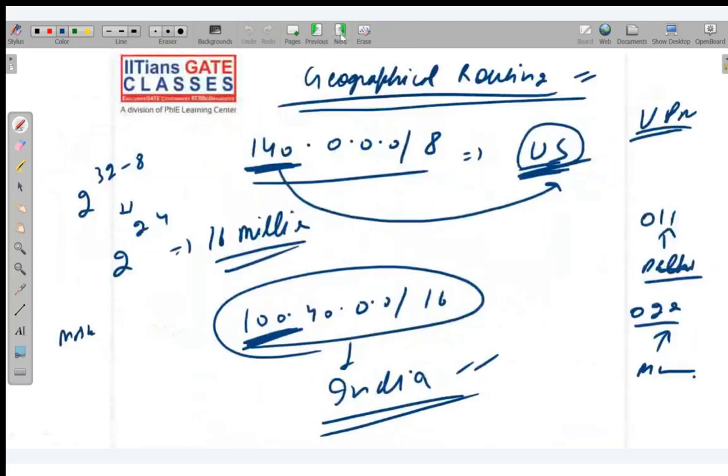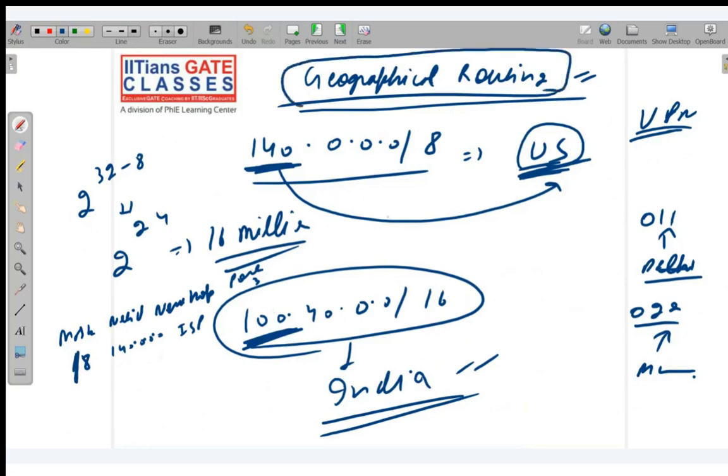Mask, net ID, next hop, and then port. So the mask will be /8, the net ID will be this 140.0.0.0. Next hop will be whatever is your ISP router, and the port will be whatever port it wants. You keep port 3, 4, whatever. So only one entry. Each and every router is having just one entry for the entire USA. So this is the beauty of geographical routing. This is how we have decreased the number of entries in the routing table.